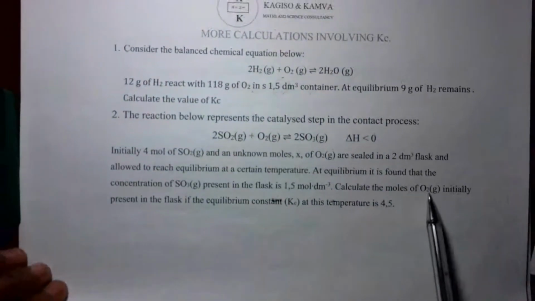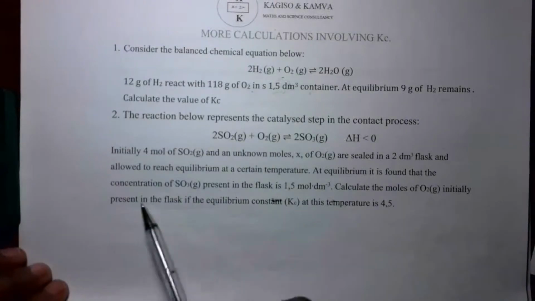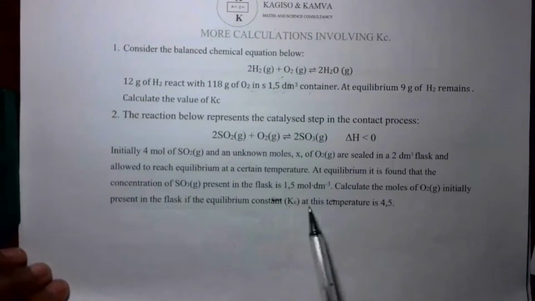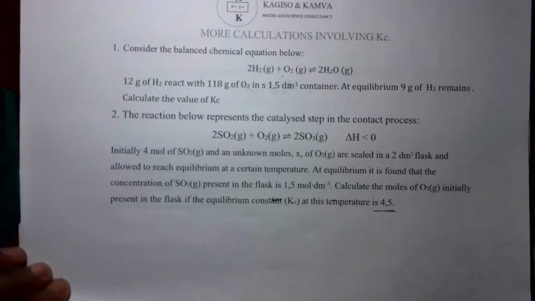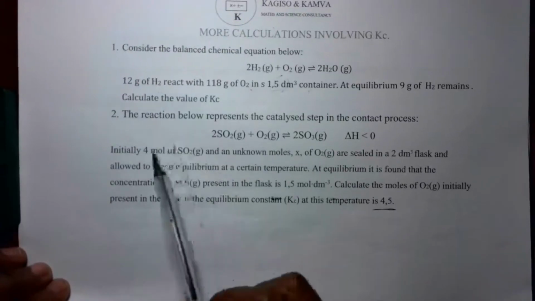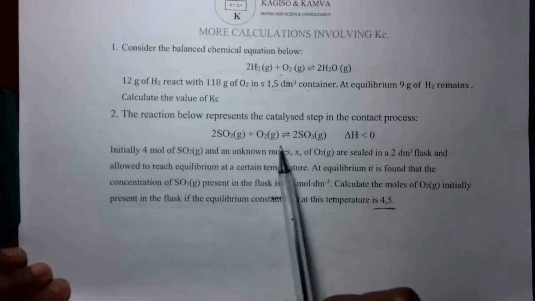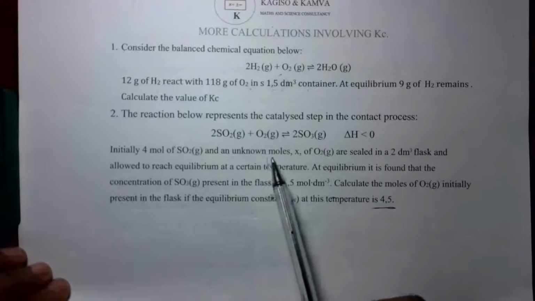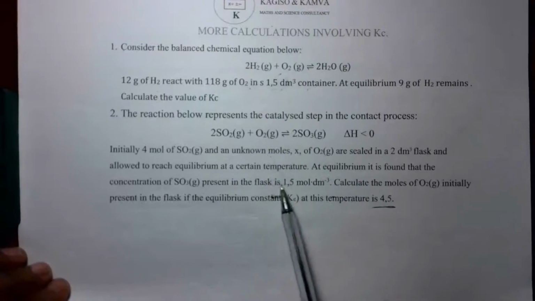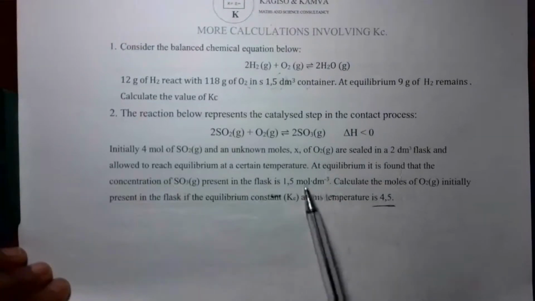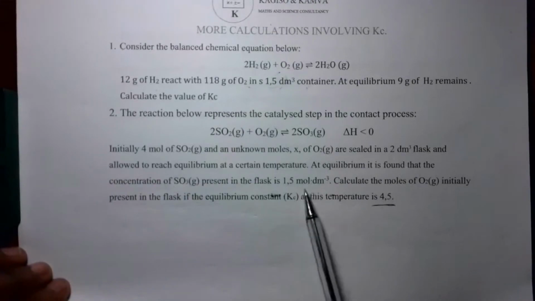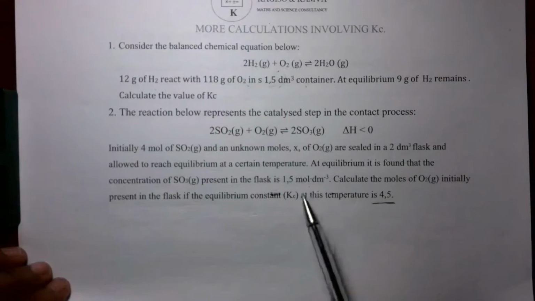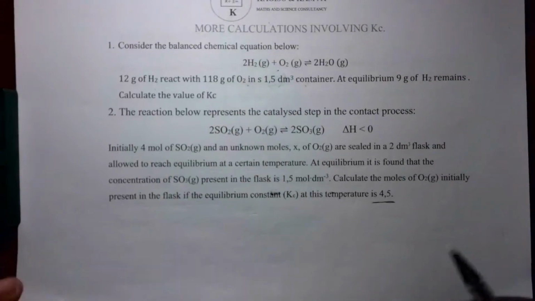Calculate the number of moles of O2 gas initially present in the flask if the equilibrium constant is 4,5. Okay, so the amount of O2 gas initially there is not known. And then we are given the amount at equilibrium in mole per decimeter cube. This is concentration, so we have to convert this concentration into moles. So how do we approach this question?